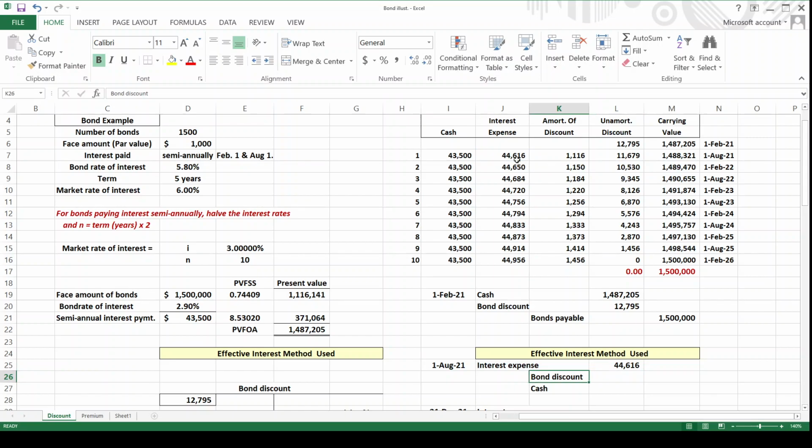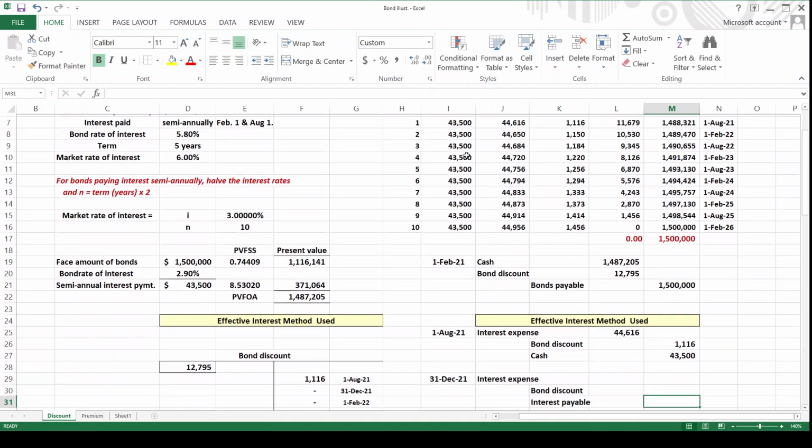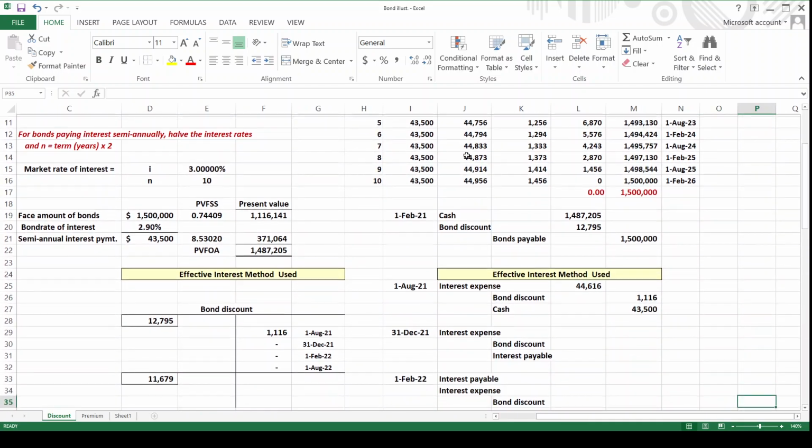What is the credit to bond discount? It's the number we have over here in this column, 1116. And what is the cash number? The cash is going to be 43.5. All right, so there's our first semi-annual interest payment.